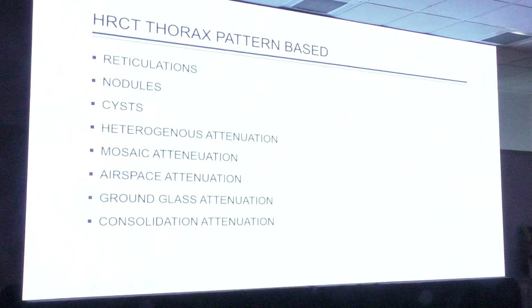So what are the HRCT thorax patterns that are most prevalent and most common? The first one is reticulations, the second is nodules, the third is cysts, the fourth is heterogeneous attenuation, the fifth is mosaic attenuation, the sixth is airspace attenuation, the seventh is ground glass attenuation, and the eighth is consolidation. So these are the entire gamut of patterns available in the HRCT.